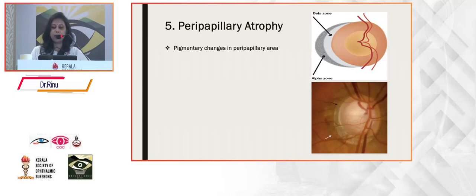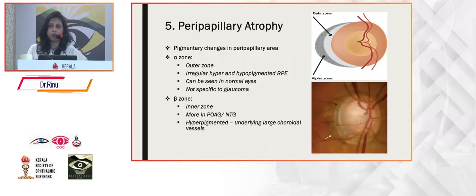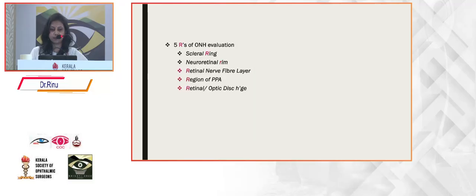The next one is peripapillary atrophy. There are basically pigmentary changes in the peripapillary area around the optic disc. There are two zones, the outer alpha zone, which is not specific to glaucoma, and an inner beta zone, which is specific to glaucoma. Normally seen in open angle glaucoma and normal tension glaucoma. So in progression, we have to look for progressive enlargement of the beta zone of peripapillary atrophy, and it's more common in myopic glaucomatous discs.